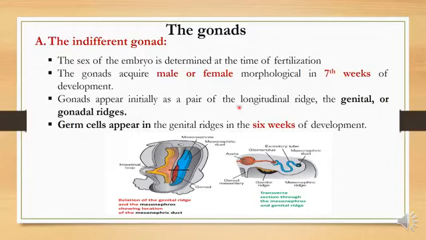The gonad appears initially as a pair of longitudinal ridges. This ridge is called the genital ridge or gonadal ridge. Germ cells appear in the genital ridge in the 6th week of development.